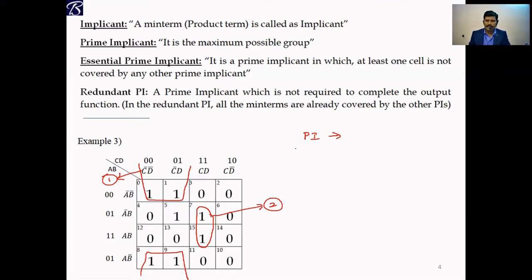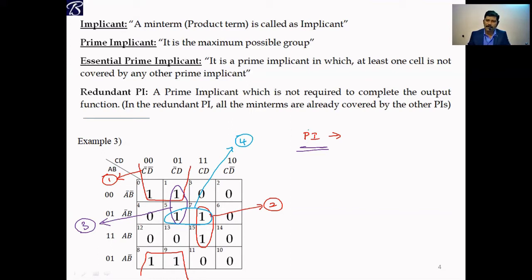So now we need prime implicants. All the possible groups, whether it is essential or redundant or whatever it may be. I'm grouping this one, naming this 3. And also this possibility is there. I'm grouping this one, naming this 4. This 3 and 4, any one we can use to complete the output function.